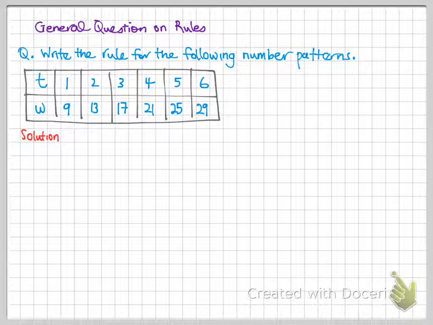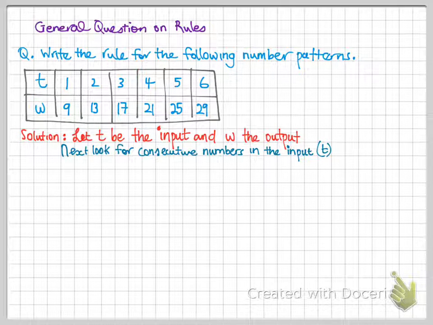So you got T on the top and W down. Okay, have a think about this first before looking at the solution, or try and work it out on your own. Okay, if the T and the W is confusing you, think of the T as the input number and W as the output number. So I'm inputting 1, I'm getting 9. I'm inputting 2, I'm getting 13, etc.